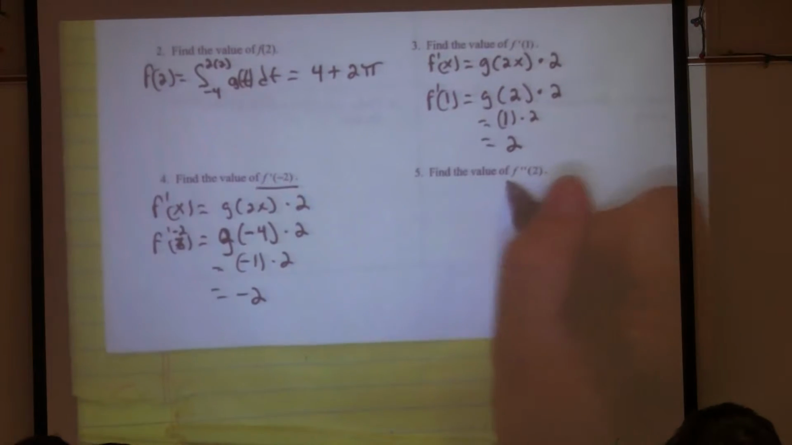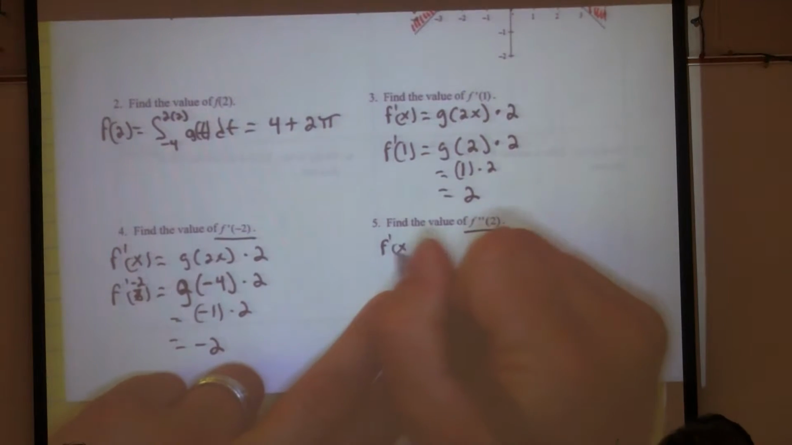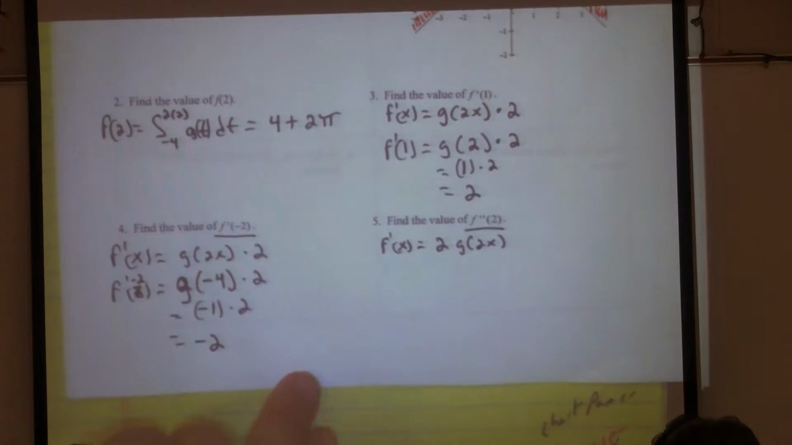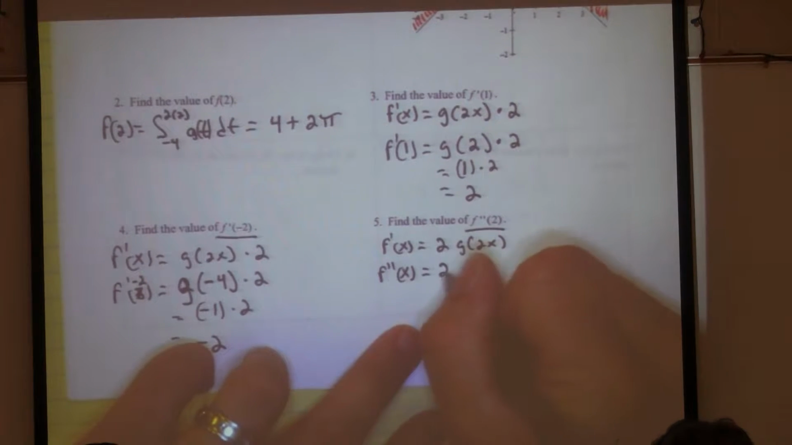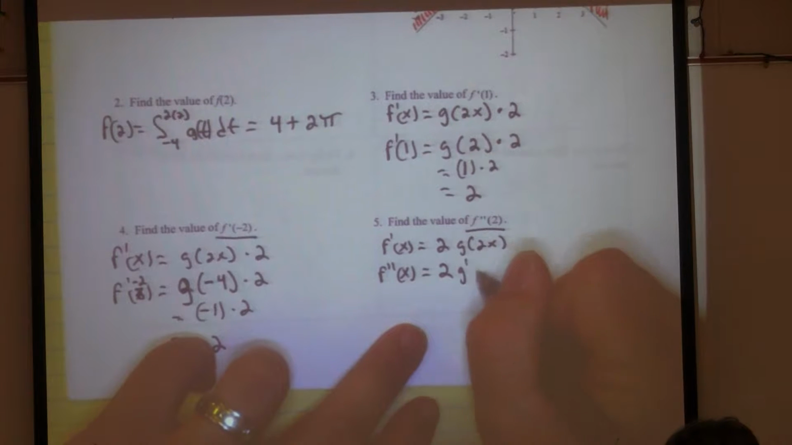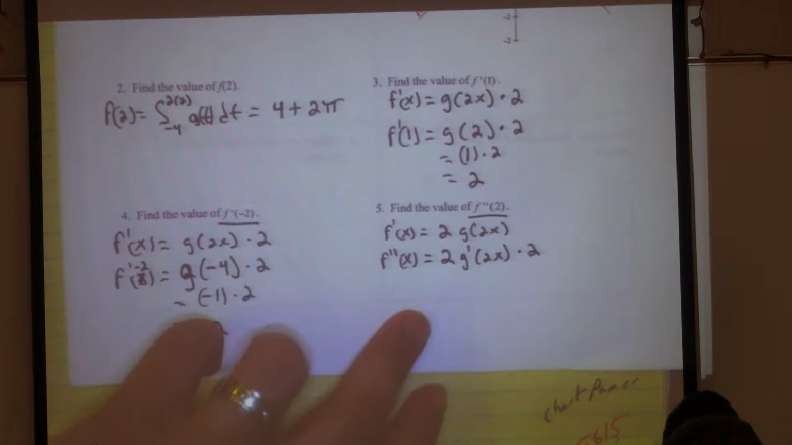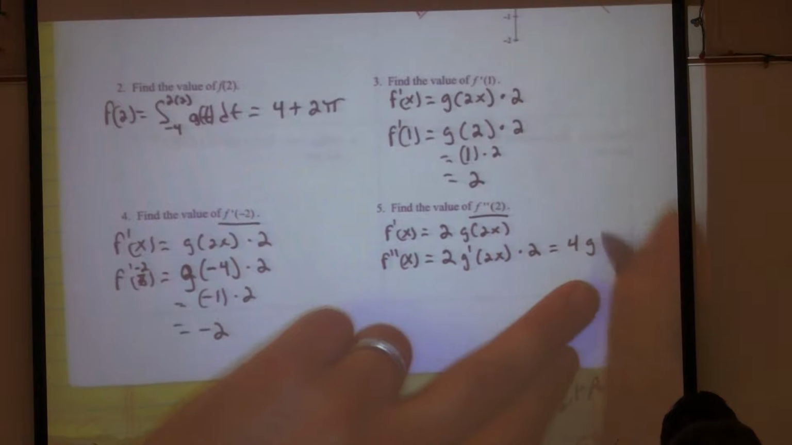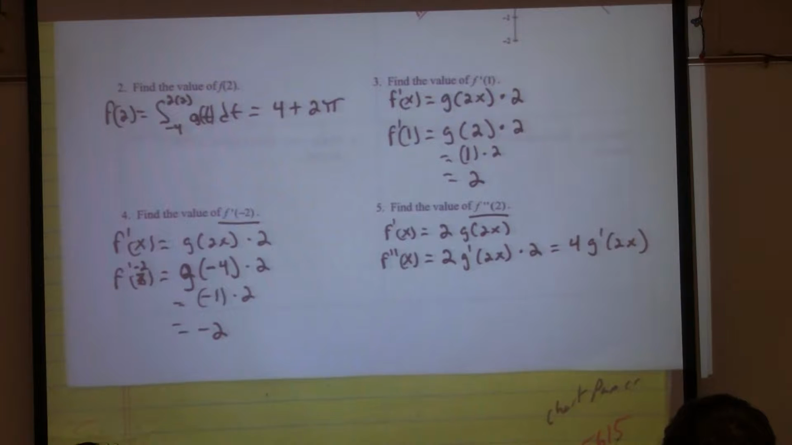Second derivative. Well, we already know the first derivative, don't we? That was 2 times g of 2x. So what would the second derivative be? 2 times g prime of 2x times 2, right? Chain rule. So that's really 4 times g prime of 2x, right? Now we need to evaluate that at 2.